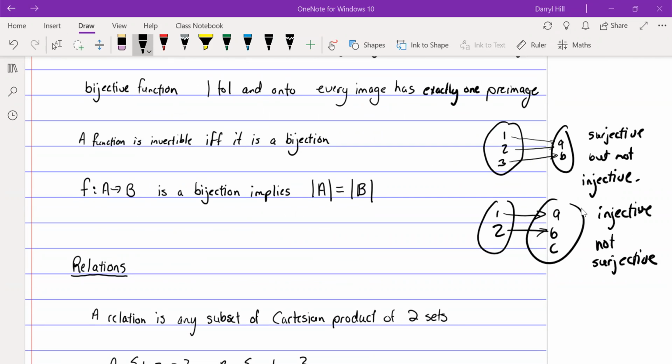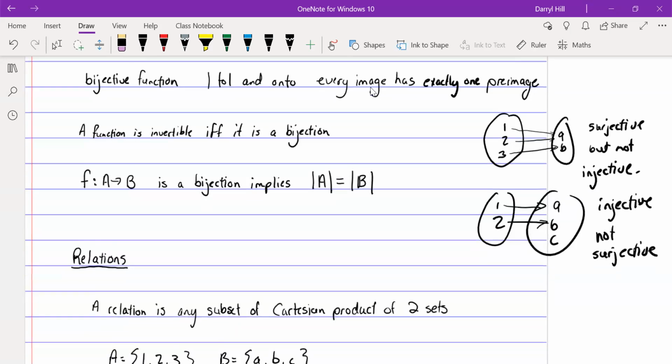So I assume that we don't call it a function if the preimage is connected to more than one image. Yes, right. Well, that's a relation, right? But yeah, it's not a function if I have more than one arrow coming out from any of the preimages. Right, that's correct.